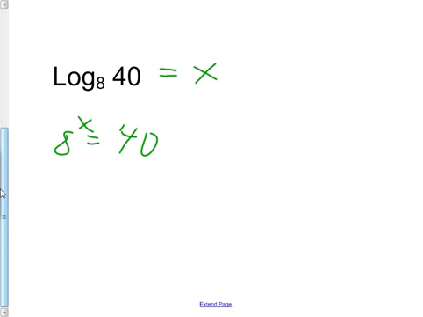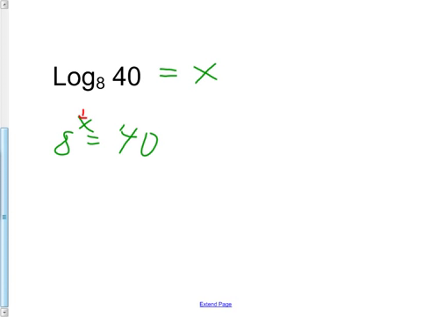Now, what's the decimal answer right there? Well, I don't know. But how about this? Could I ask you to estimate it? Is 1 big enough? 8 to the 1 would be 8. How about 8 to the 2nd power? What would that be? 64. That's too big. So can you get that the answer is between 1 and 2? All right. That'd be good enough.